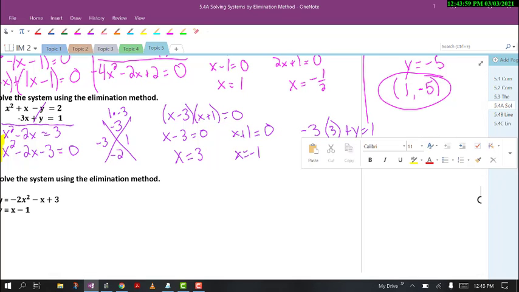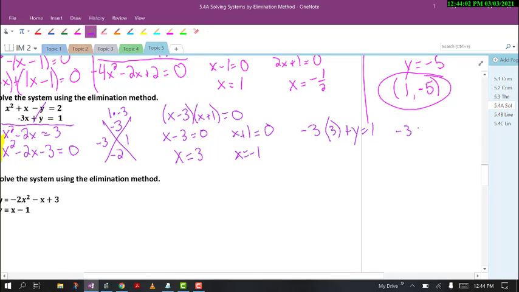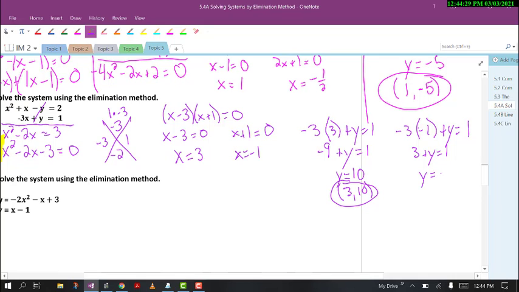And then we'll do negative 3 times our negative 1 plus y equals 1. So just real quickly, we multiply, then we add, we get y equals 10, so that would be 3 comma 10. That's one solution. The other one, negative 3 times negative 1, is 3 plus y equals 1. We subtract 3 from both sides, and y equals negative 2. So our other solution is negative 1 comma negative 2. And that's it. Just keep doing this over and over and over again.